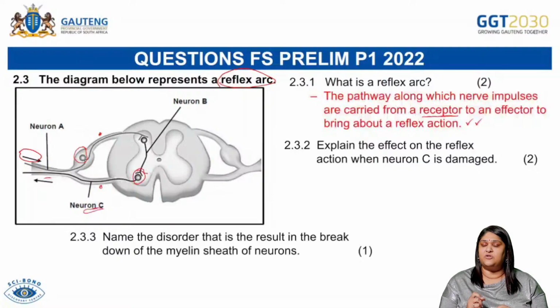Okay, it's very important that we understand that, grade 12s, because that word receptor we are going to use when we are talking about the eye and the ear. And that is where the learners lose marks.